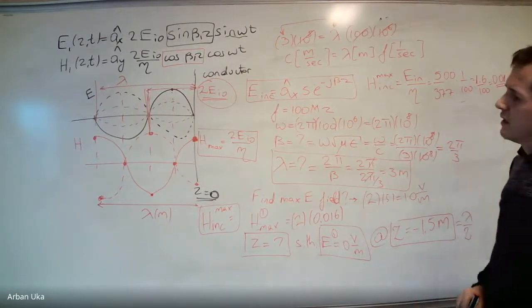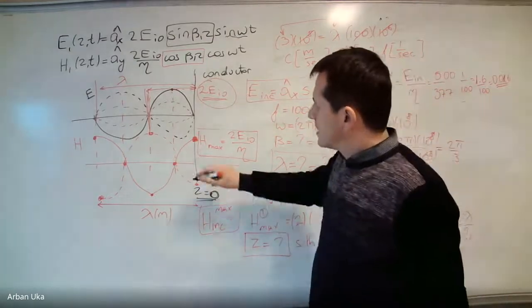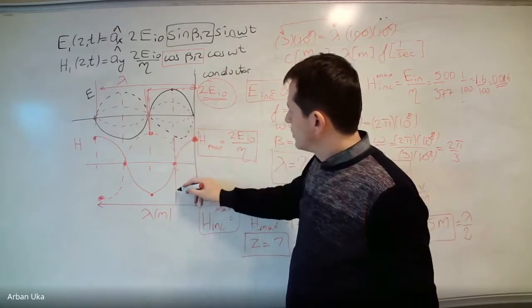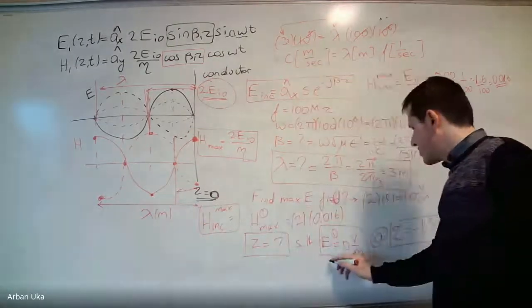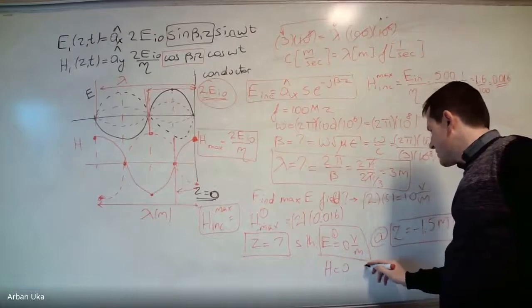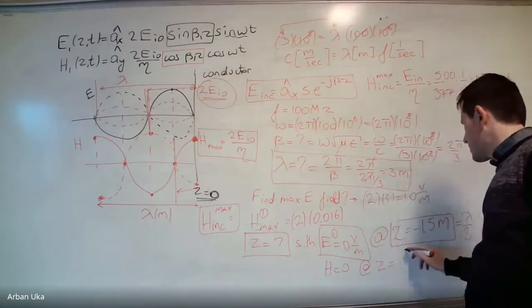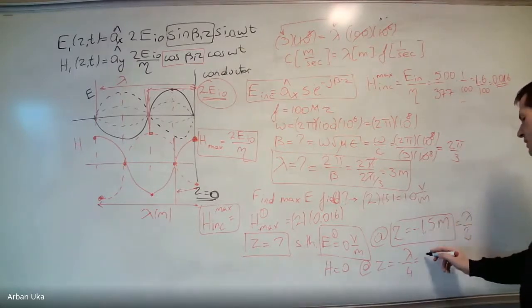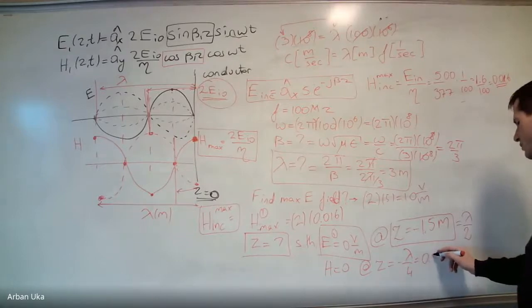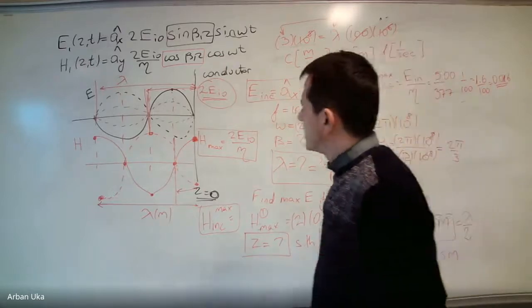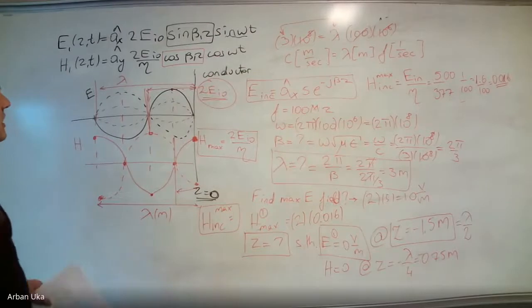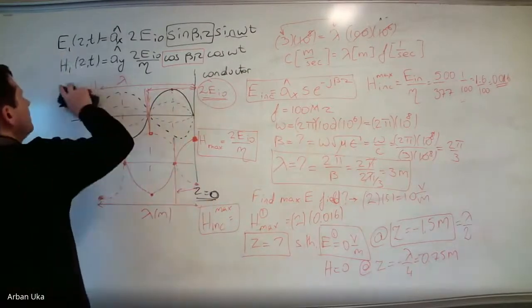And then, or we can also ask, where is the magnetic field intensity equal to 0? It's going to be lambda over 4, right? It's going to be this distance. So H is equal to 0 and Z equal minus lambda over 4, okay? Which makes this 1.5 divided by 2, this is 0.75, minus 0.75 meters. So these are some quantities which we can derive for the reflection of the electromagnetic field from a conductor.